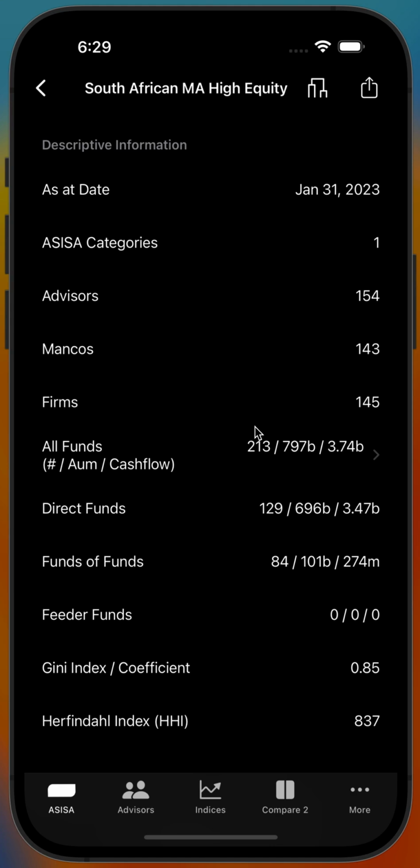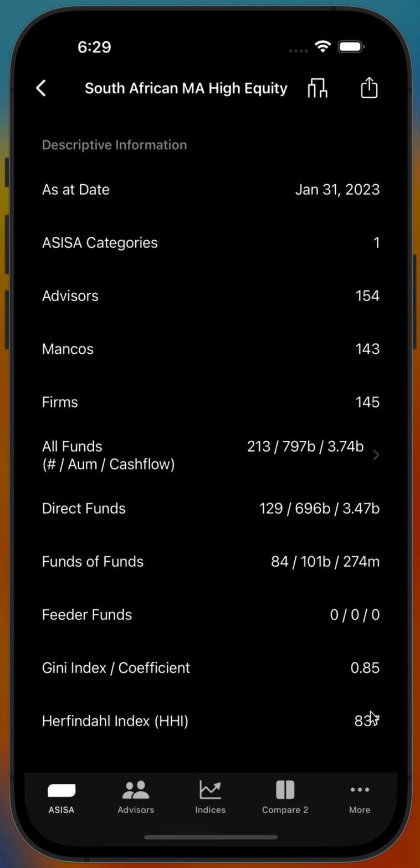All the funds, there's 213. We've mentioned the assets and cash flow, but I split that out into direct funds, fund of funds, and feeder funds. Now the feeder funds, you can see there's 0 there. The feeder funds are mainly on the global side.